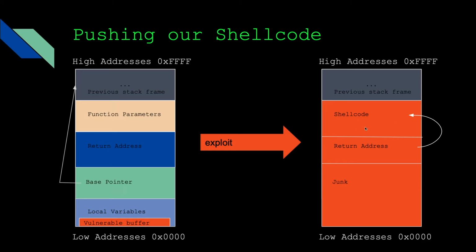It's important to note that I have the shellcode here above the return address on the stack. If you have enough room down here in the local variables, you can put the shellcode here instead of junk and then point to that, and that'll save you some space. But you can't put it up here. We're going to be putting it up here today, but you do have that option.